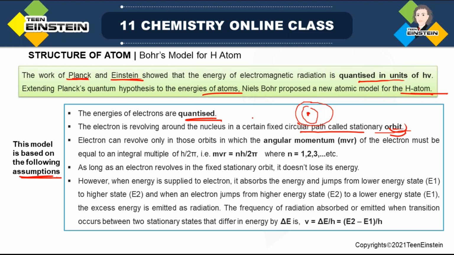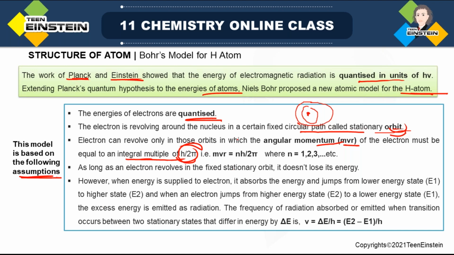So these are stationary circular paths, known as orbits. Electron can revolve only in those orbits in which the angular momentum, mvr, the product of mass, velocity and radius. When we say normal momentum, it is actually mass into velocity, but when it is angular momentum, it is mass into velocity into radius. So the angular momentum of the electron must be equal to an integral multiple of h by 2 pi. So h by 2 pi is Planck's constant divided by 2 into pi. Pi means 3.14, so this total quantity is basically a constant.